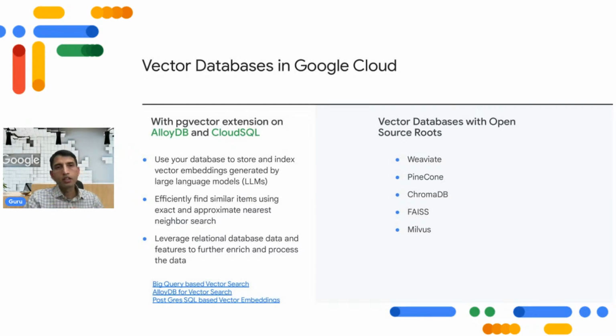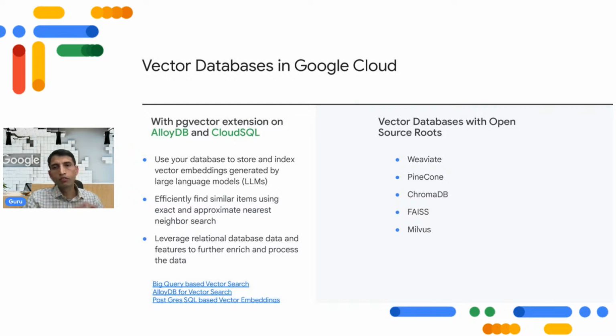Besides the vector search, we also have other vector databases on Google Cloud. We have AlloyDB and CloudSQL, both with the PG vector extension. BigQuery also supports vector search. Definitely urge you to check out BigQuery's native text embedding solutions, which we talked about when we talked about the models. We also have a number of vector databases with open source roots, whether it is Weaviate, Pinecone, ChromaDB. You have access to all of those vector databases as well. So definitely urge you to check them out as well.